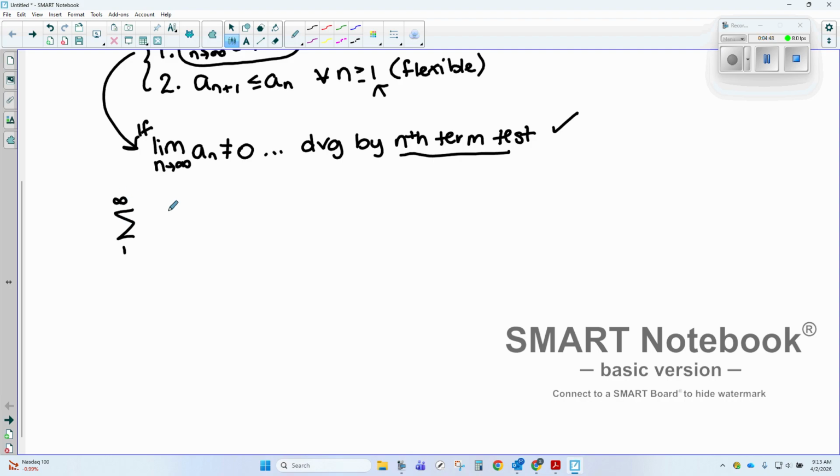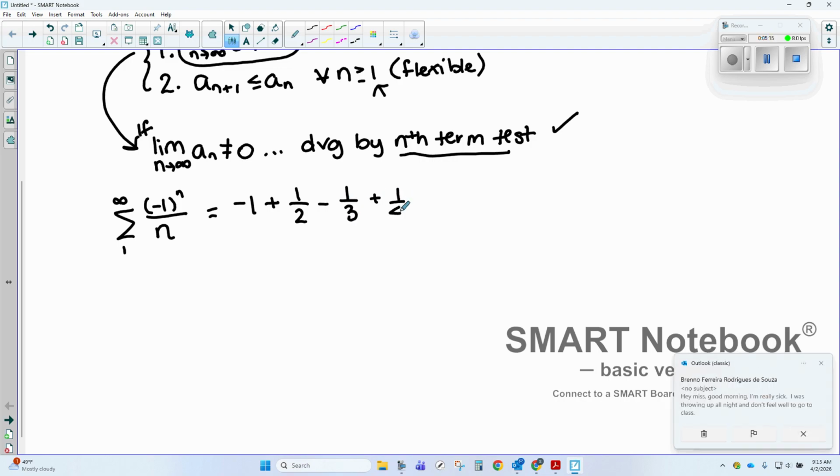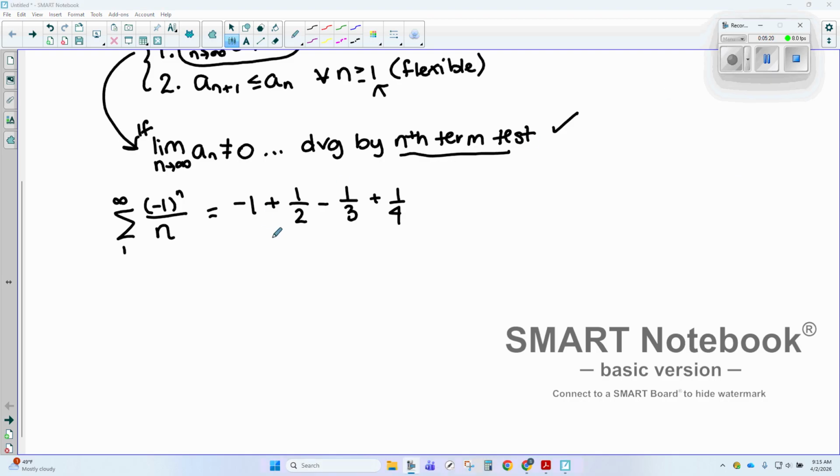So let's look at the series negative 1 to the n over n. Negative 1 to the n over n is an alternating series because if we were to write down the terms, it would be negative 1 over 1, positive 1 over 2, minus 1 over 3, plus 1 over 4. This would continue on forever.